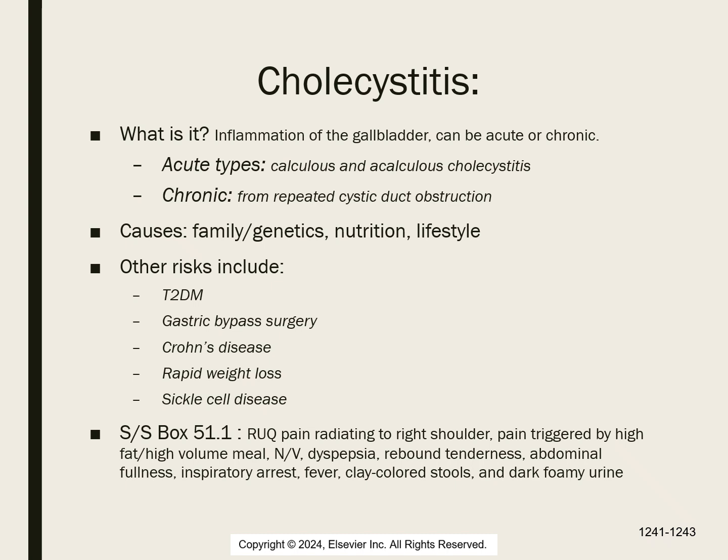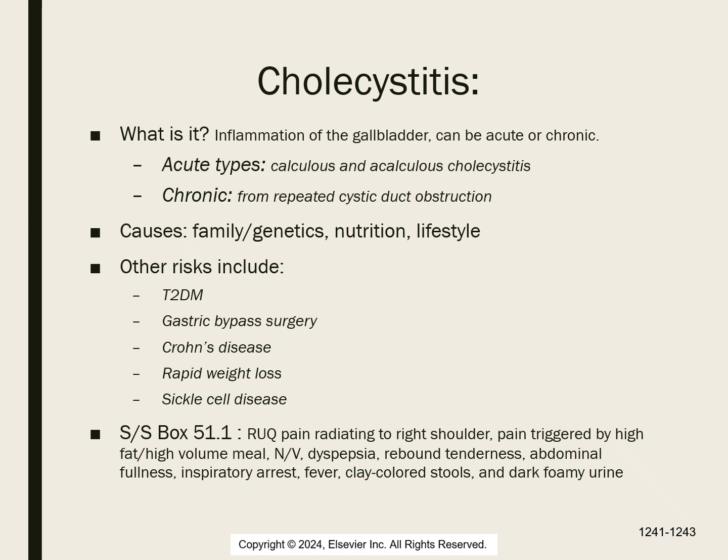For our signs and symptoms, these are located in box 51.1, but some of these include right upper quadrant pain, because think about where your liver and your biliary system and your gallbladder are. Your right upper quadrant pain is going to radiate to your right shoulder, pain triggered by high fat and high volume meals. So the patient may eat something that has a high fat volume and it may cause them some pain and discomfort. Nausea and vomiting, dyspepsia, rebound tenderness, abdominal fullness, inspiratory arrest, fever, clay-colored stools, and dark foamy urine.